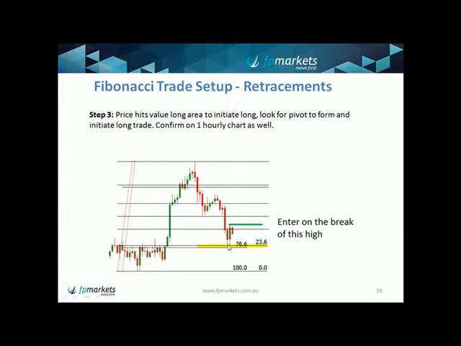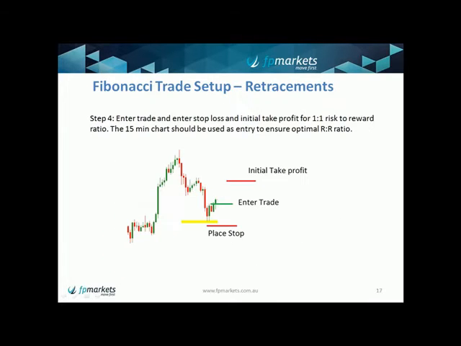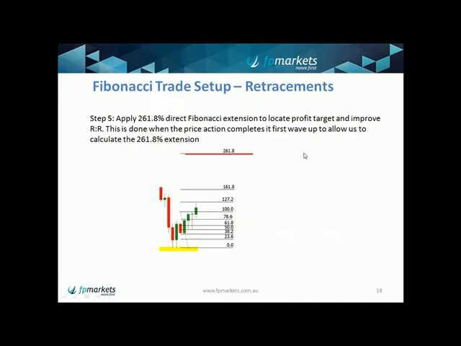So this is where we look for it. It hits this level, and now we're looking to get in on the high of that particular candle. Again, we get in at that level there. We get our first candle, put our stop loss just below here, and the initial take profit is a 1-to-1 risk to reward ratio. We're looking at a 15-minute chart for the entry.